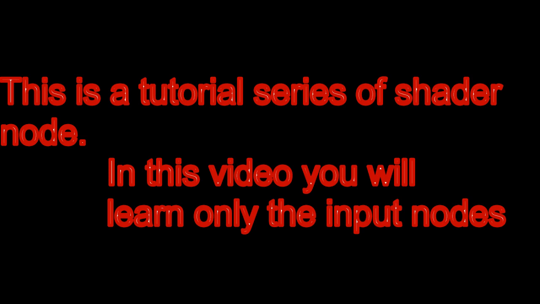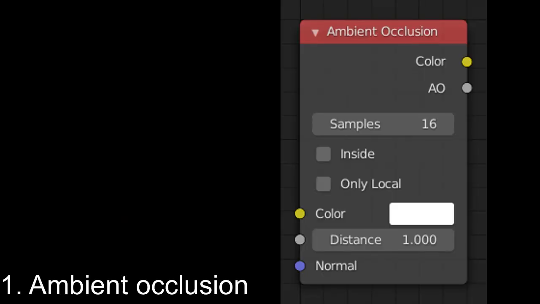In this video you will learn input nodes. Let's start. The first one is ambient occlusion. The ambient occlusion shader computes how much the hemisphere above the shading point is occluded. This can be used for procedural texturing, for example to add weathering effects to corners only.